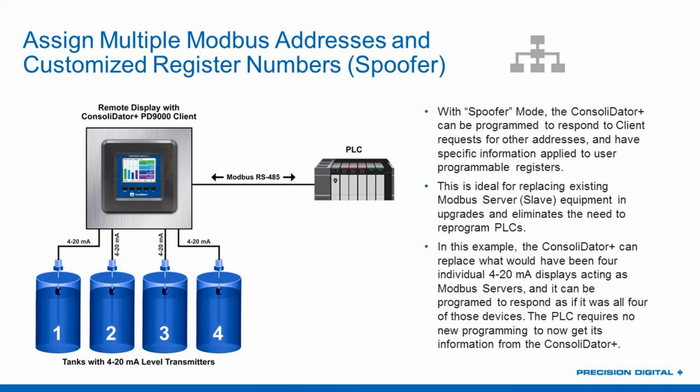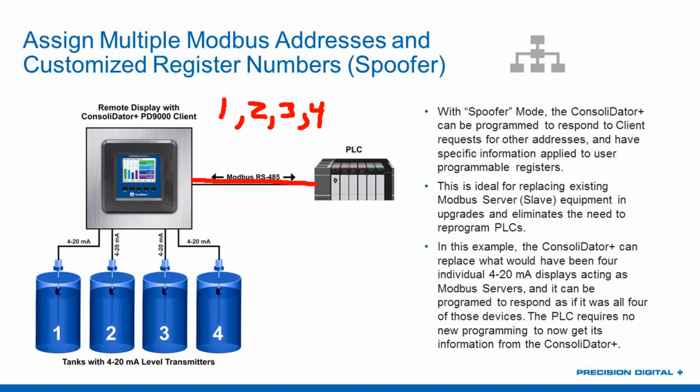But I'm stuck with one problem, right? The Consolidator Plus can take in 4 to 20 milliamp signals. That part's easy. That's very easy. You can take in up to 28 4 to 20 milliamp inputs on a Consolidator Plus. The problem then is the PLC's connection. It's still asking for the level from address 1 and address 2 and address 3 and address 4. It still thinks it's talking to those panel meters.